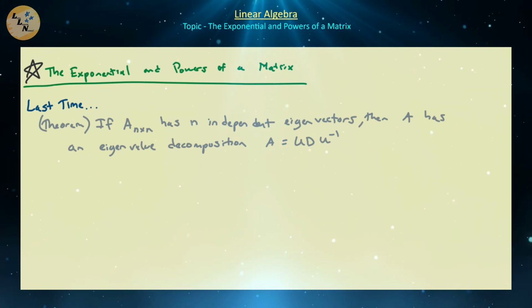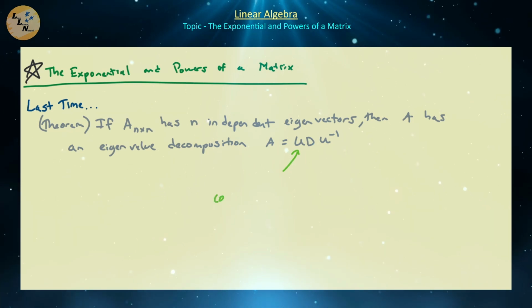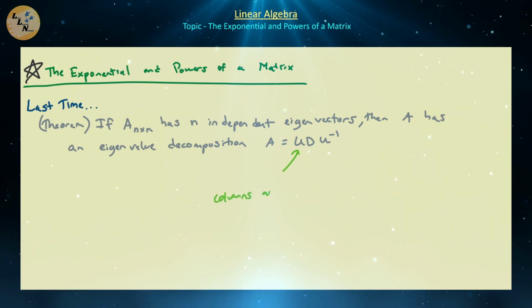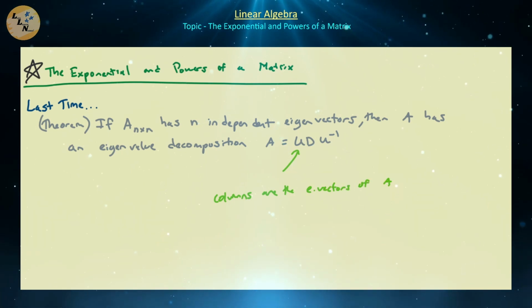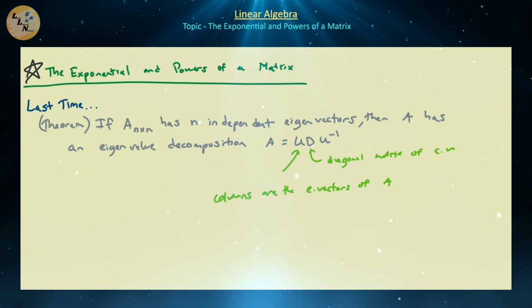A is equal to U D U inverse. In particular, A is similar to a diagonal matrix. So what's so special about this U? Well, the columns of U are the eigenvectors of A, and this D is a diagonal matrix of eigenvalues of A, of course presented in the normal order.